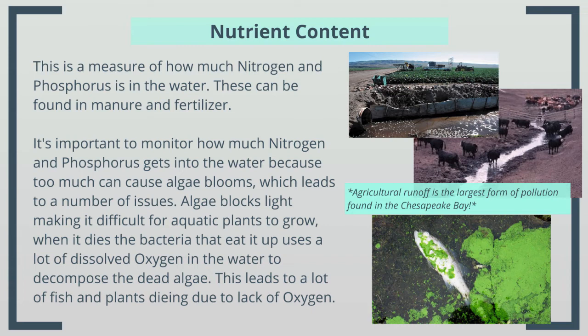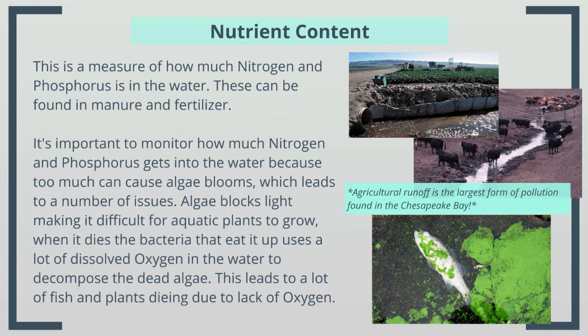Nutrient content. So this is a measure of how much nitrogen and phosphorus is in the water, and we can find nitrogen and phosphorus in manure and fertilizer. A lot of nutrient content comes from people putting fertilizer on their lawn and from farms, so agriculture. It's important that we monitor how much nitrogen and phosphorus gets in the water because while fertilizer is really great and helps our crops grow, if the stuff that's in fertilizer gets into our water, while it helps stuff on our land and crops grow, it's also going to help aquatic life and algae grow.